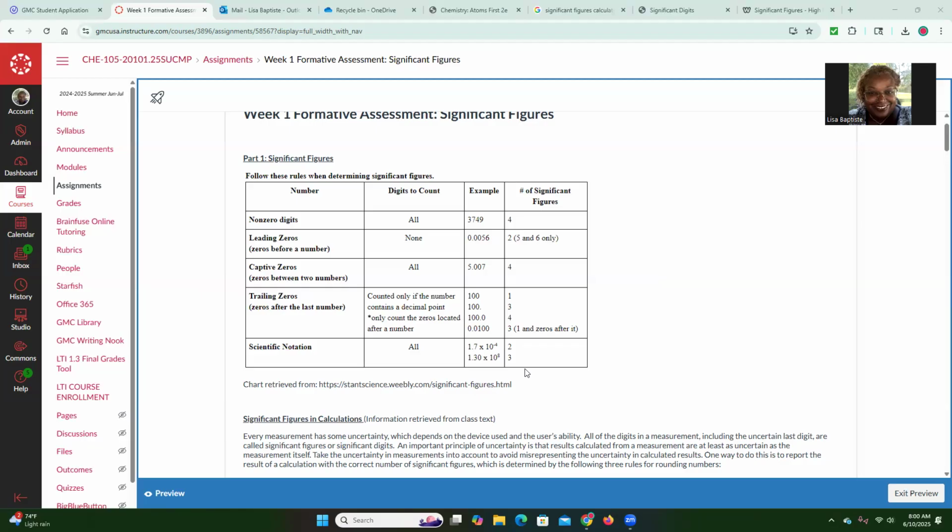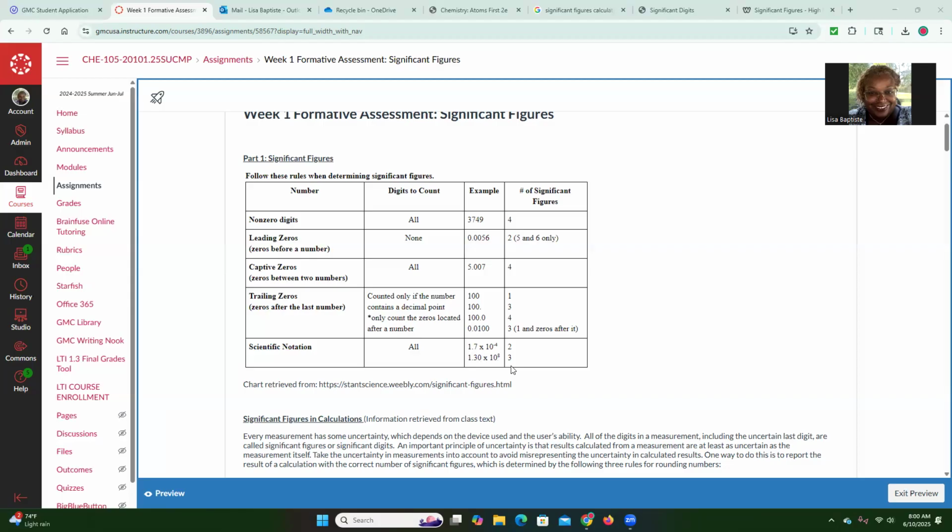So what if we have a number in scientific notation? With scientific notation numbers, we look at the numbers before the X or that times symbol. All of the numbers listed are significant. So 1.7 times 10 to the negative 4. The 1 and the 7 are significant, giving us 2. 1.30 times 10 to the 8th. The 1, the 3, the 0 are significant, giving us 3.